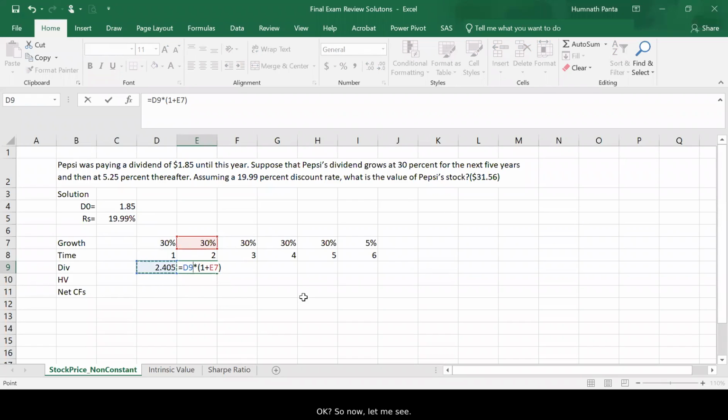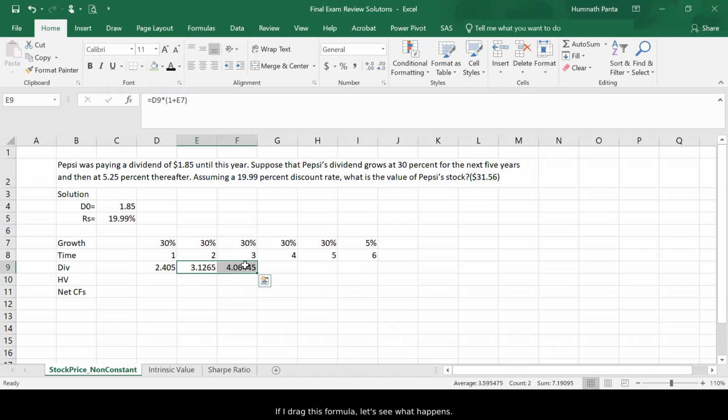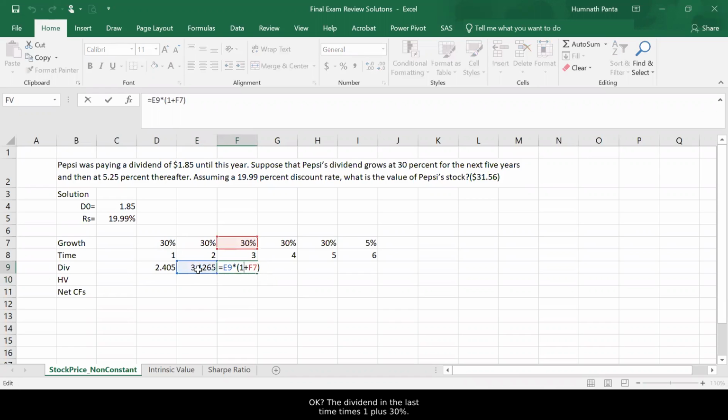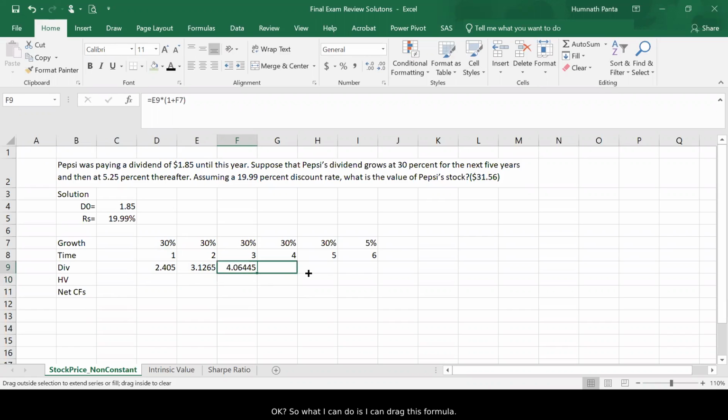Okay, so now let me see. All right, looks good. If I drag this formula, let's see what happens. Okay, the dividend in the last time times 1 plus 30%. So what I can do is drag this formula. So dividend 1, 2, 3, 4, 5, 6. This is the constant growth here.